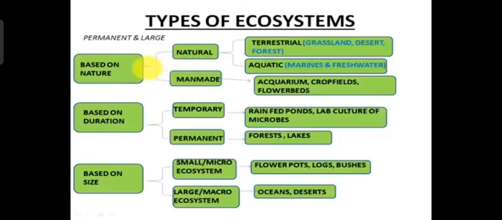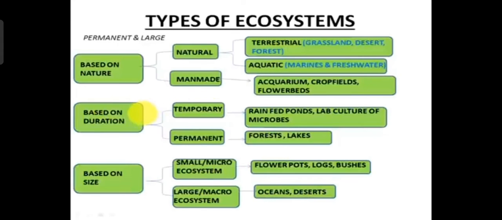Next, other types of ecosystems based on nature are man-made ecosystems. And what are man-made ecosystems? Like we have aquariums at home, crop fields, and flower beds. These are man-made, these are not natural, but these can also be an ecosystem. They're relatively smaller ecosystems as compared to the natural types of ecosystems, right?